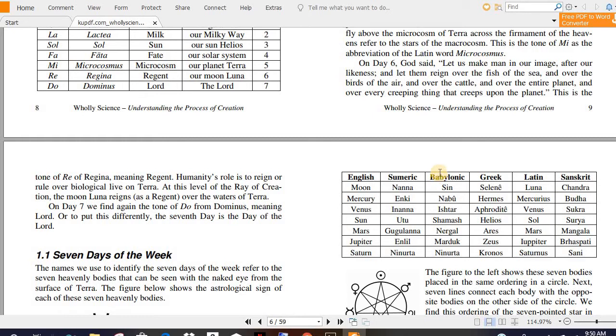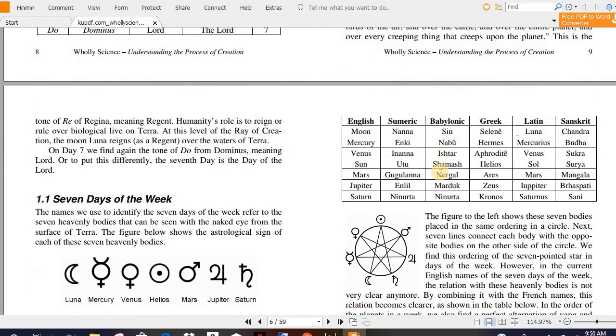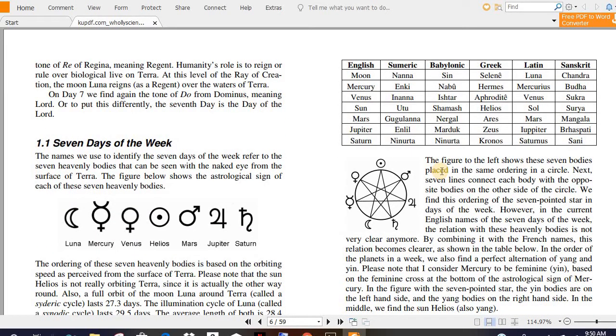On the 7th day, we find again the tone of Do for Dominus, meaning Lord, or to put this differently, the 7th day is the day of the Lord. Okay, 7 days of the week. The names we use to identify the 7 days of the week refer to the 7 heavenly bodies that can be seen with the naked eye from the surface of Terra. The figure below shows the astrological sign of each of these 7 heavenly bodies.